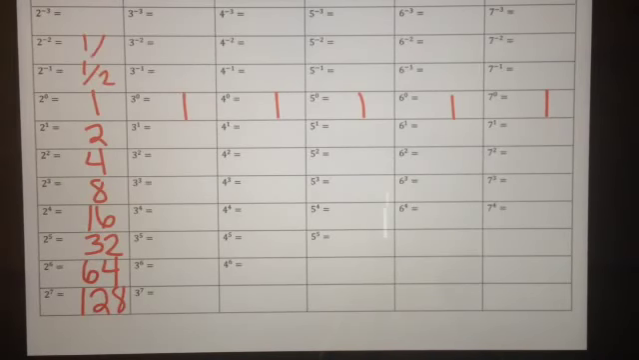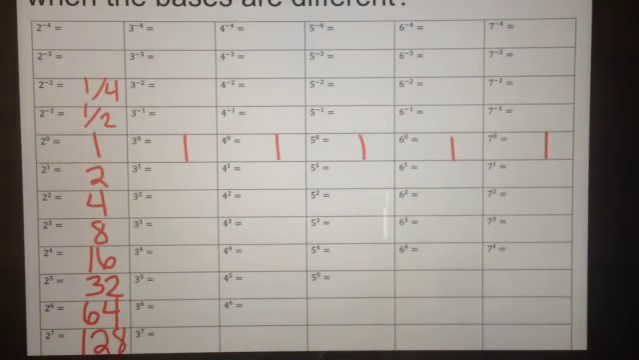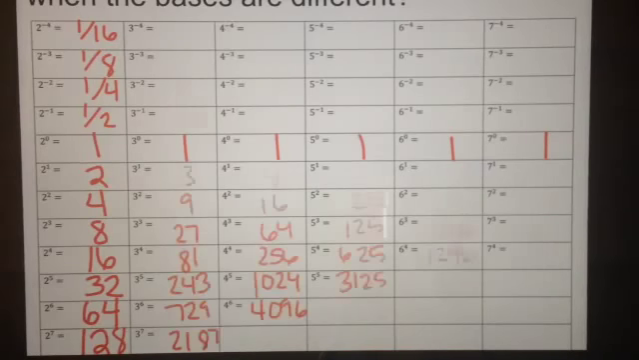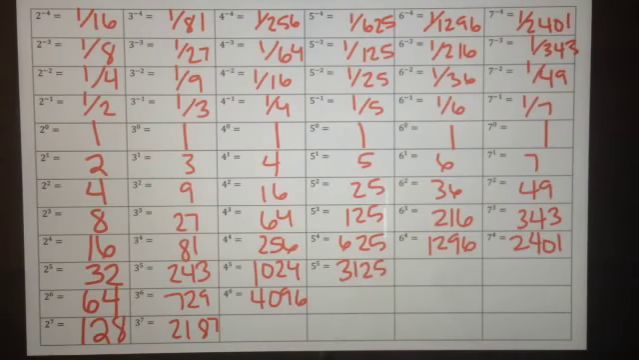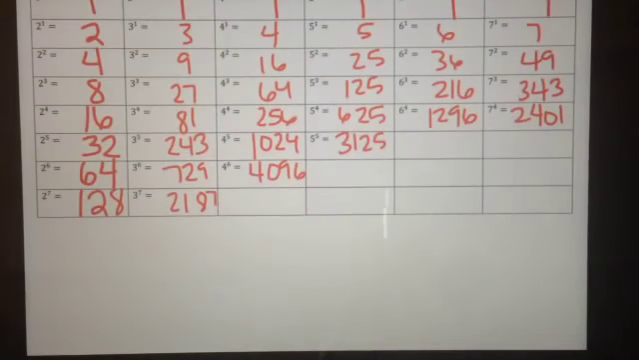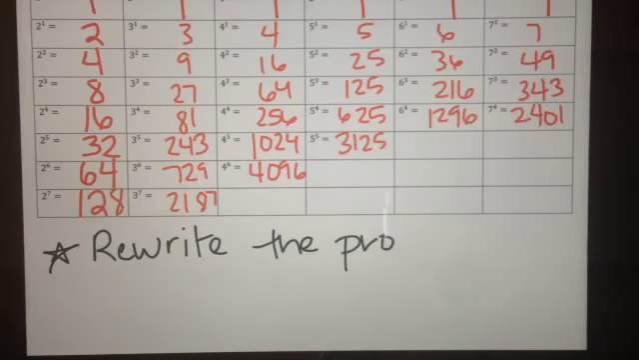2 to the negative 2 is actually 1/4. 2 to the negative 3 is 1/8. And 2 to the negative 4 is 1/16. Go ahead and pause the video and take a moment to fill out the rest of that table. Okay, so underneath here, go ahead and write a note to yourself. We're going to rewrite the problem so the bases are the same.